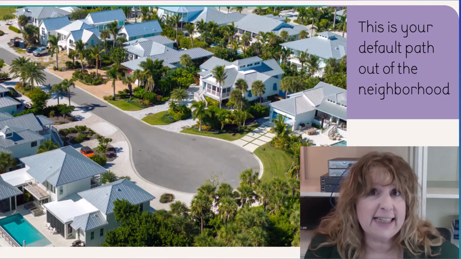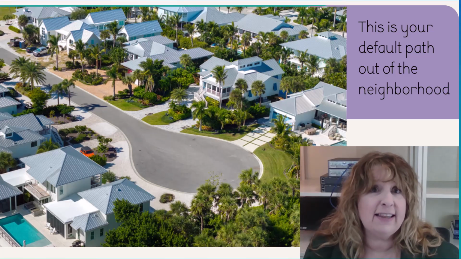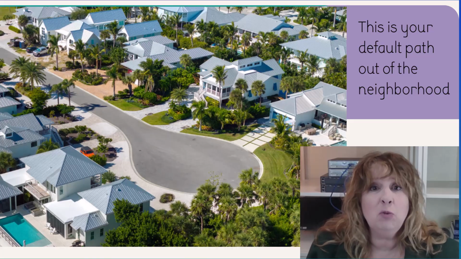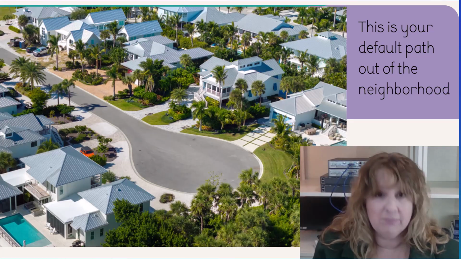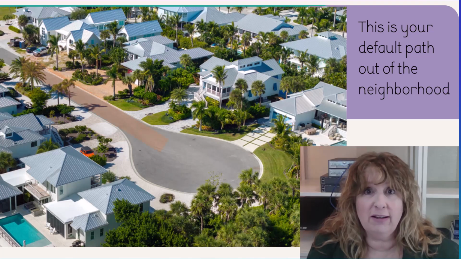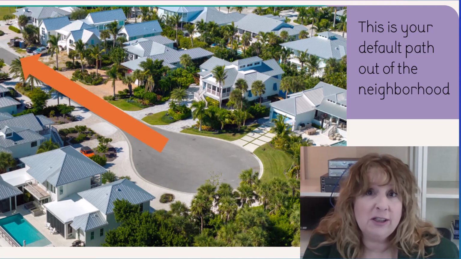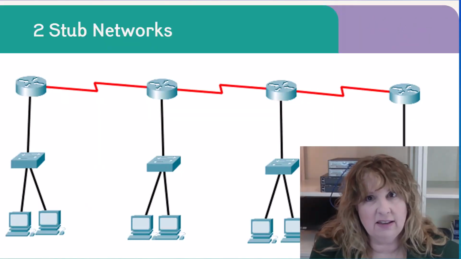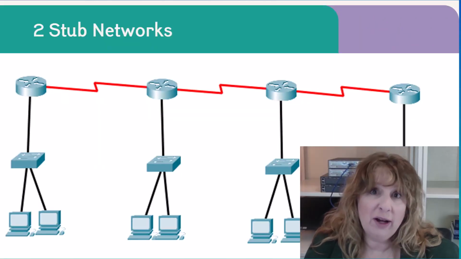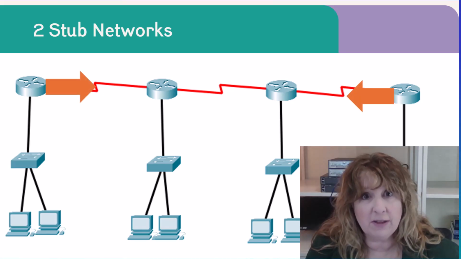You can think of a static default route like this. If your house is at the end of the street, like in this picture, there's only one way out of your neighborhood. You take that same road before you can go anywhere else in town. That's basically your default route. And that's exactly how a stub network works. There's only one way out of a stub network to reach the rest of the network.